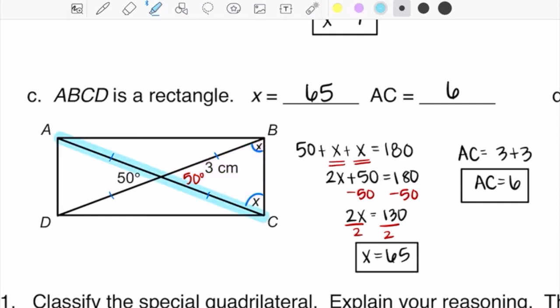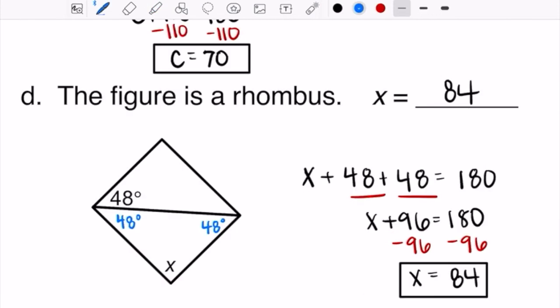I know that one piece of the diagonal is 3 centimeters, and I know that the diagonals bisect each other. And so I can do 3 plus 3 and get 6 for that. All right, for this next one, for letter D, it says the figure is a rhombus. Because it's a rhombus, I know the diagonals bisect the opposite angles. So that's how I was able to write in those 48s in both of those places. The 48 degrees is half of that bisected angle.